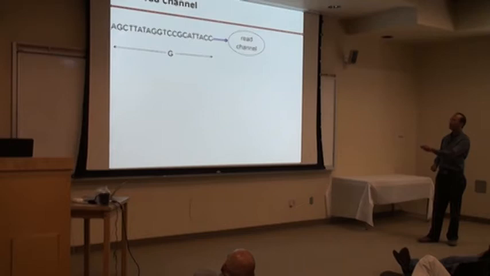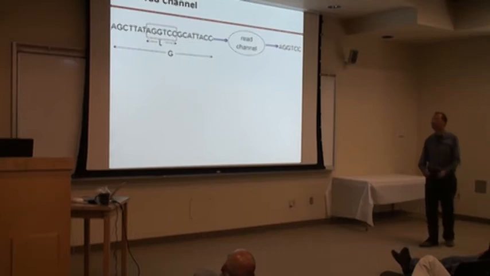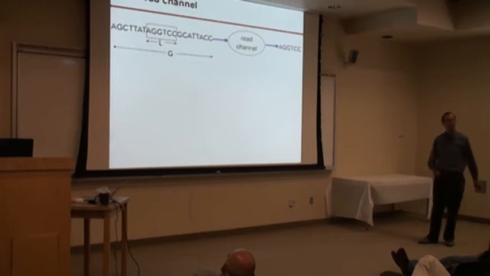We have a DNA sequence G. Okay. What is this channel? It takes a random substring of length L and outputs it to the assembler. So this is the channel. That's why I say that the channel output depends on the whole string, because this substring is randomly selected from the whole string. Okay?